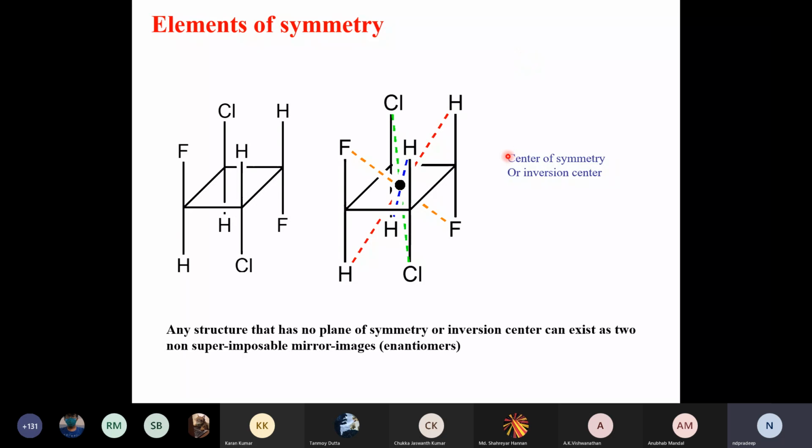Just a minute. So what are the four things? Guys, are you there? Yes, sir. What are the four things? Superimposable mirror images, plane of symmetry, center of symmetry, and the fourth thing is that we have to check the R and S configuration.